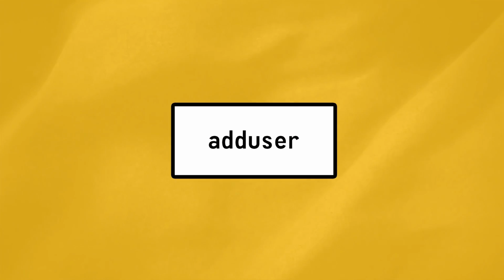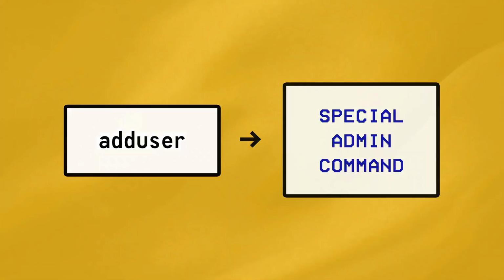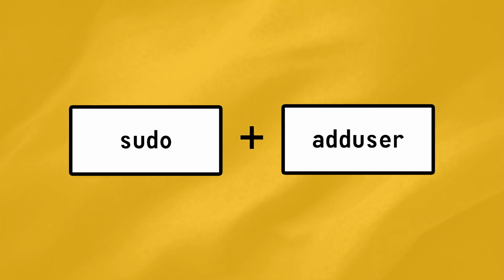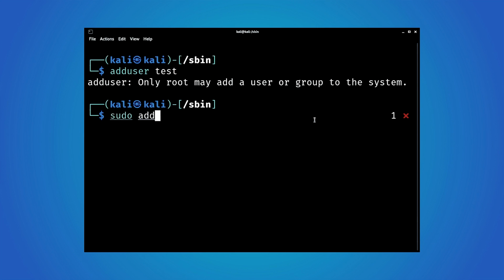Well, that's because this command is only meant to be used by administrators, and to act as an administrator in Linux, we type in a command called sudo, before any of our special commands. So sudo, space adduser, space test. Now we'll go over what sudo really means later in the video, but for now, just know that we couldn't use the adduser command because we didn't have admin privileges, but by using sudo, we can temporarily run that command with administrative rights, so let's give it a try.